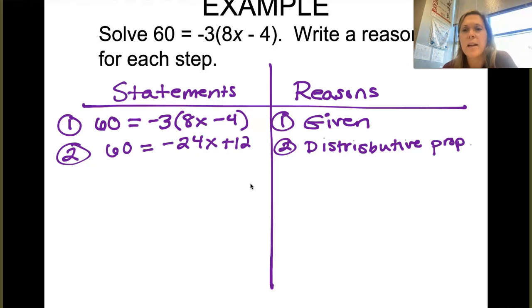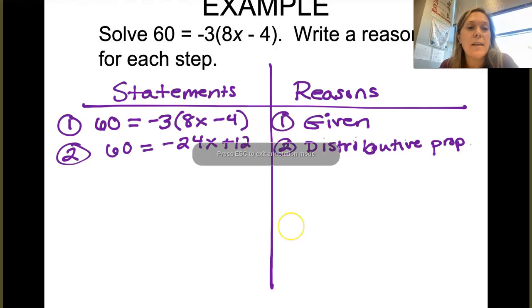I feel like there's a lot of extra letters there. Hopefully I spelled that. Yeah, I have an extra S. Where'd that come from? Distributive. There we go. All right, and then what's our next move?